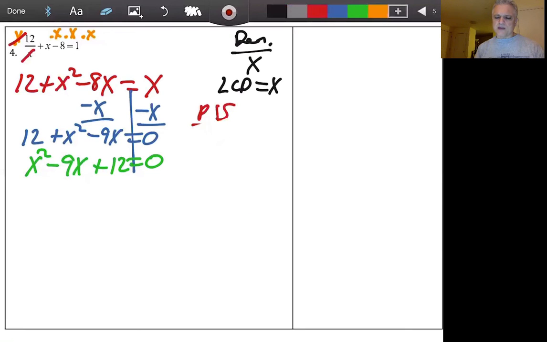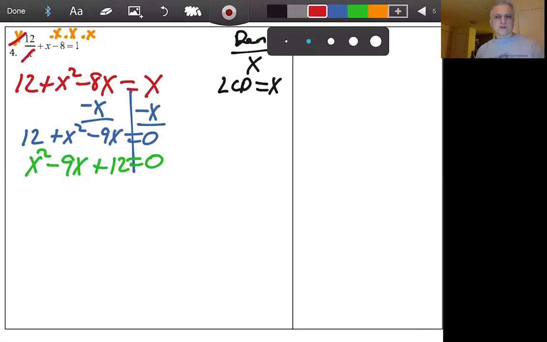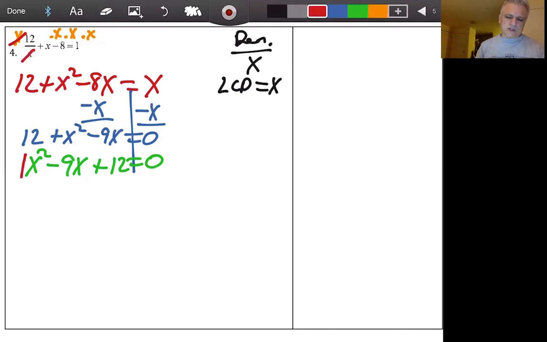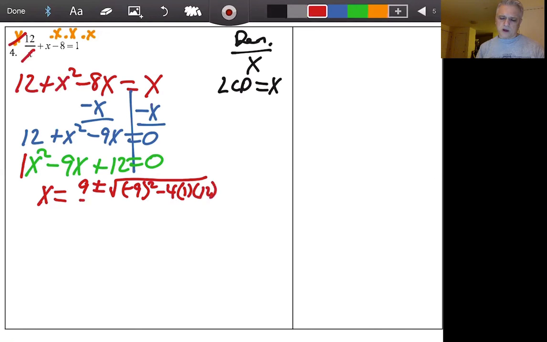So that means that we have to use our good friend, the quadratic formula. So my A is 1, my B is negative 9, my C is positive 12. So since I've got this quadratic equal to 0, I can set up the quadratic formula. So x equals the opposite of B, which is positive 9, plus or minus the square root of B squared minus 4 times A, which is 1, times C, which is 12, all over 2 times A.